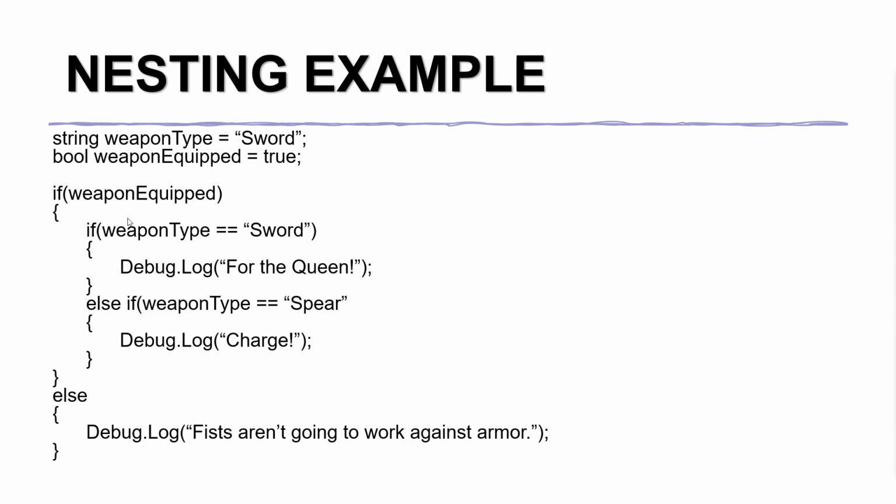What weapon do we have in our hand? Well, let's figure that out with a nested statement. If the weapon is a sword, we're going to print "for the queen," because we're going to raise that sword in the air and wave it around. If it's not a sword, do we have a spear? If yes, then we're going to print "charge," because we're going to charge forward with that spear. So in our case right here, since we have a sword and it is equipped, we're going to print to the console "for the queen."